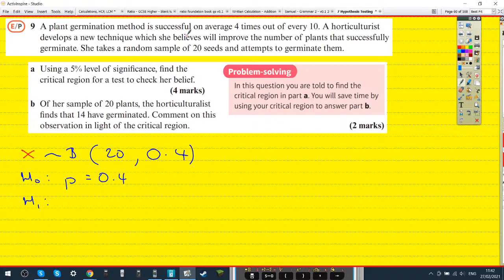A new technique will improve the number of plants, so that'll be more than 4 out of 10. Yeah, so P is greater than 0.4. Okay. And then would you have the upper as 20 and guess the lower? Yep. And it has to be below 0.05. Yep.